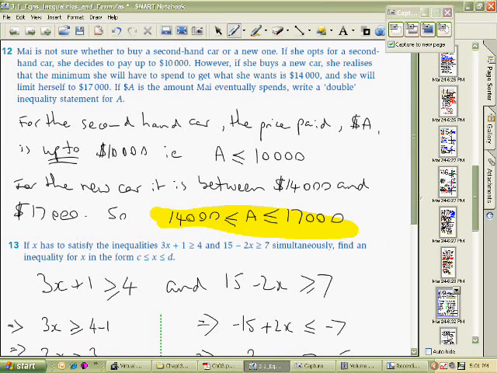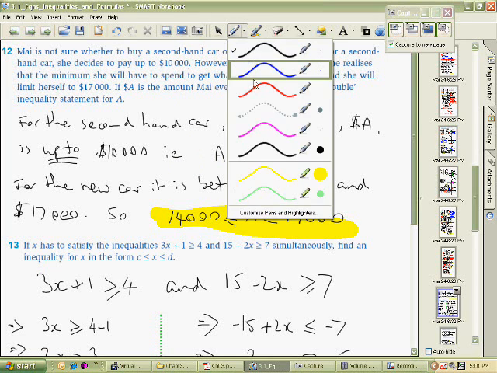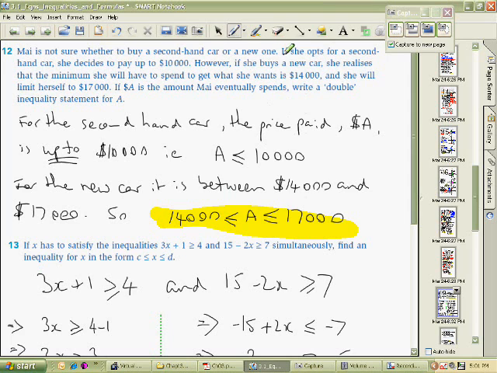Again, here it's got an actual situation of a second-hand car. You just need to think about what it says. Here is the problem: she's going to buy a second-hand car. She opts to buy a second-hand one. She decides to pay, and there's the key, up to $10,000.